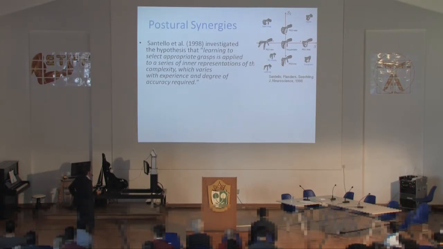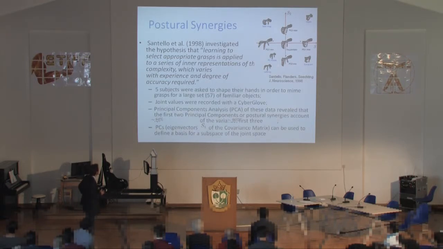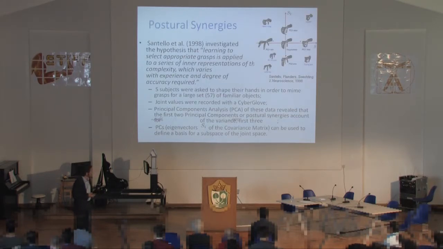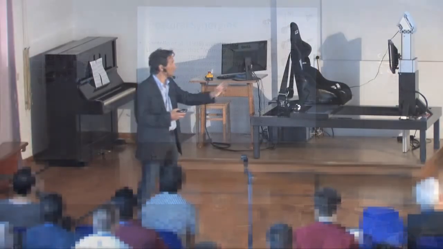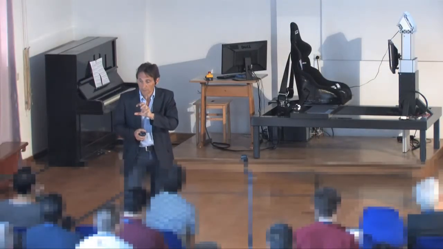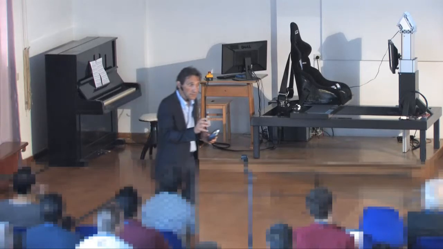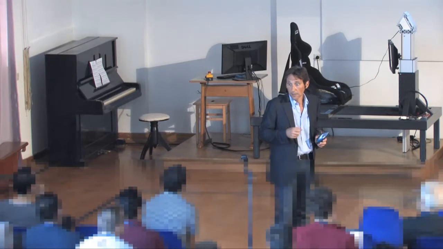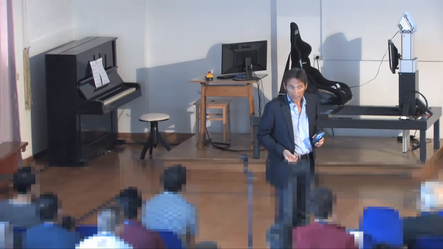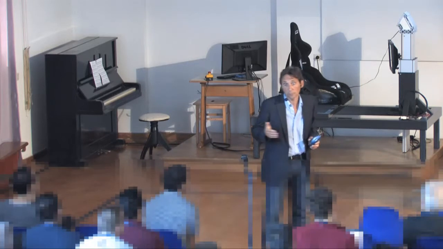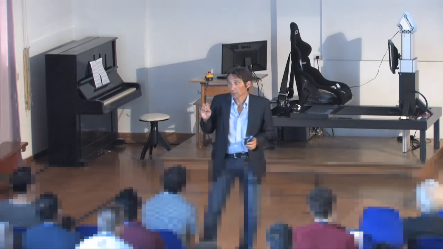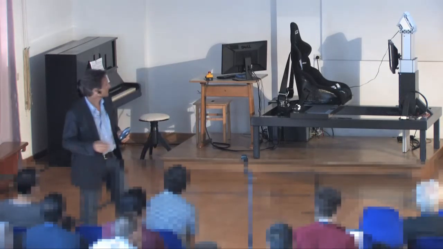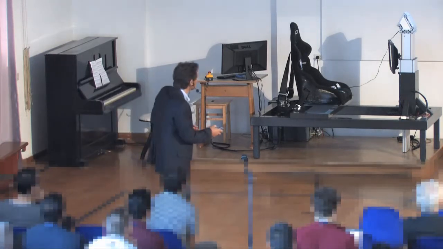So you might know of this kind of results. Here is a paper, for instance, by Marco Santello, who took 5 subjects asked to shape their hands in order to mime grasps for a large set of different objects. And then he took the measurement of the angles, and from these measurements he did the covariance matrix, and he did the principal component analysis. And then he saw that the first 2 principal components could explain up to 81% of the variance.